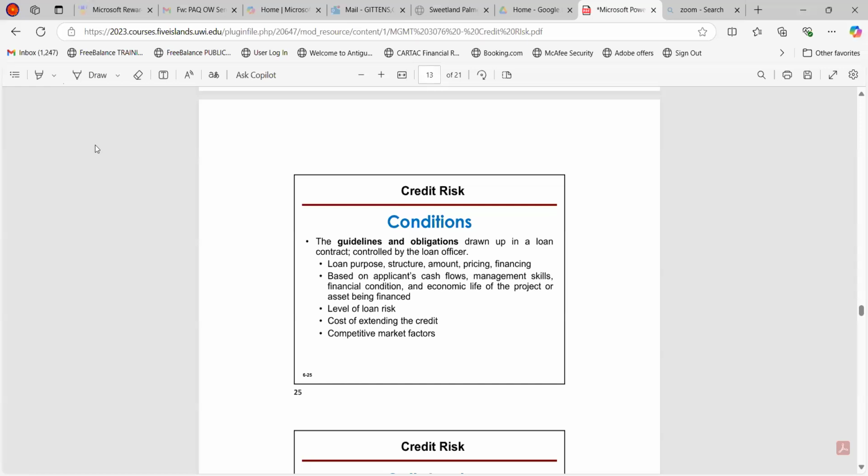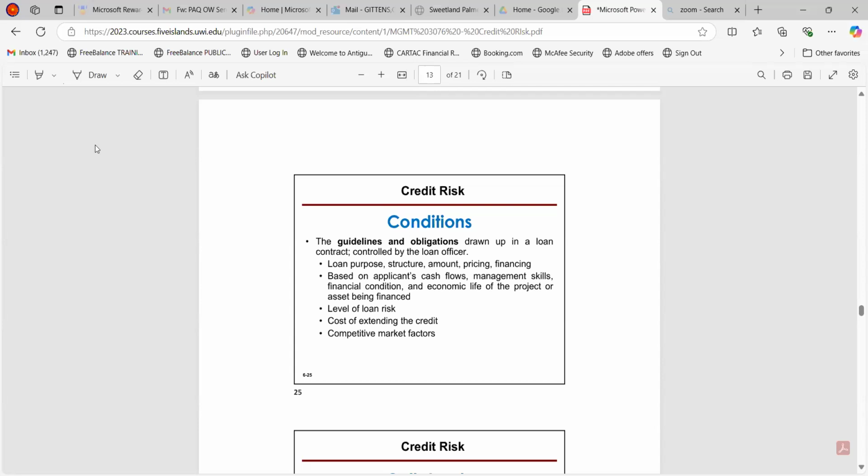So specifically, the loan purpose is there, it's documented. How is the loan structured? What is the maturity period? What is the amount? What is the interest rate? How is the person going to pay? How much is the payment per month?